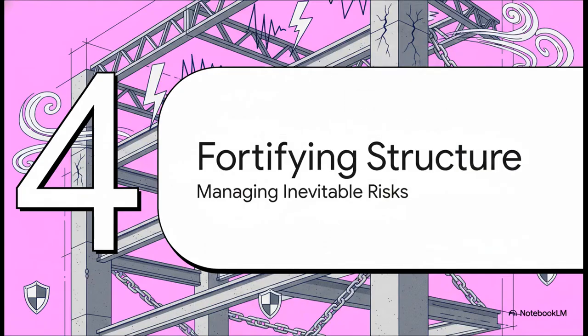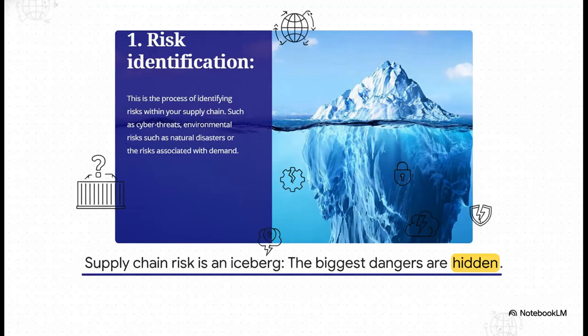Any good architect knows that even the strongest building can face an earthquake or a hurricane. It's the same for us. So in this section, let's talk about how we fortify our supply chain against the shocks and disruptions that are, let's be honest, inevitable. This iceberg image is just a perfect analogy for supply chain risk. The stuff you see, like a late shipment, that's just the tip. The really big dangers, the things that can sink you, a key supplier going bankrupt, a natural disaster, a massive cyber attack, all that stuff is lurking right below the surface, hidden from view until it's way too late.